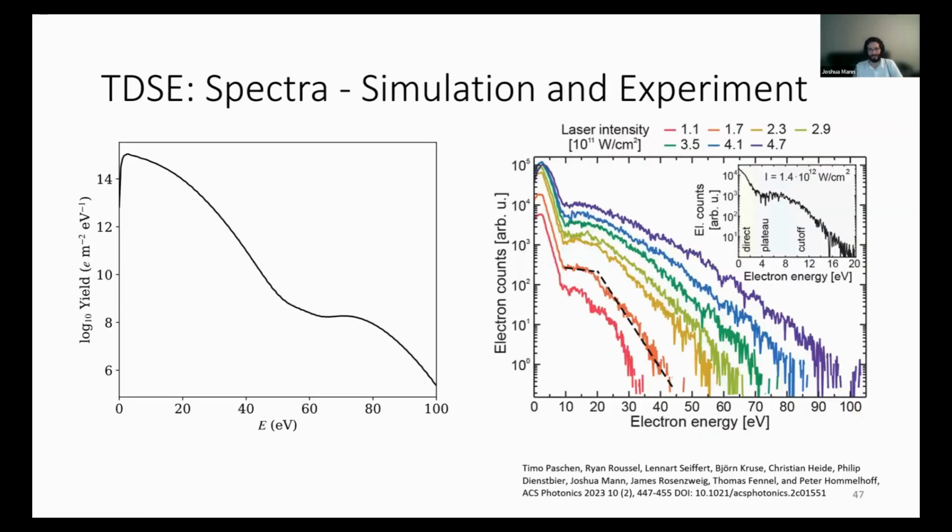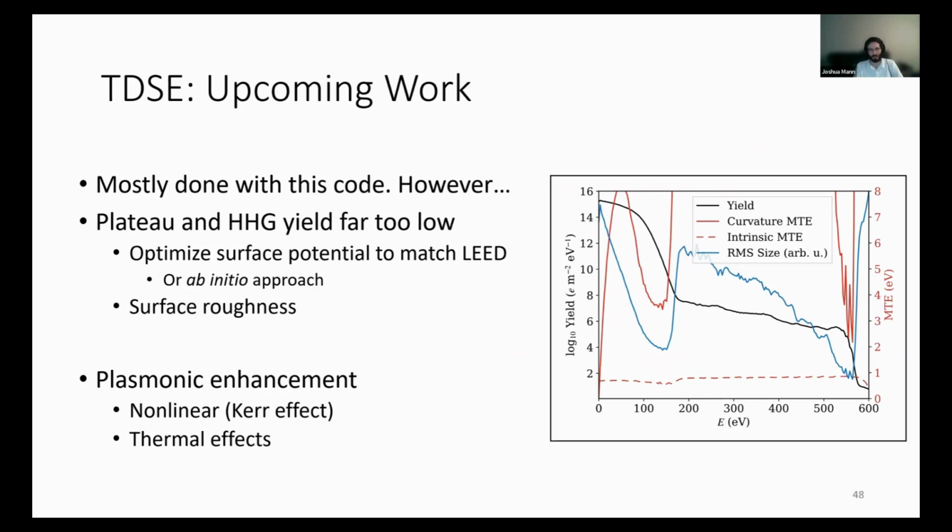Firstly, I'll point out that the simulation versus experimental spectra are quite different. This is for a relatively low field, actually. If we expected the spectra to be a lot closer, at least qualitatively, the plateau here would probably start up here and have a relatively high intensity. And so to mitigate that, I need to work on the surface potential. That's part of this upcoming work. Mostly done, but I want to optimize that surface potential. I was thinking to match a Lee experiment, but right now I'm thinking I'm going to have to go a more ab initio approach. Additionally, there's surface roughness that the Erlangen experiment had to consider, although our nanoblades are much smoother, so that may not be an issue.